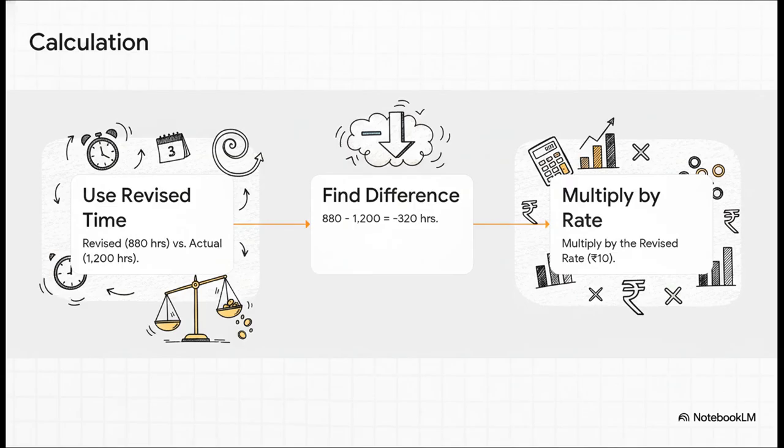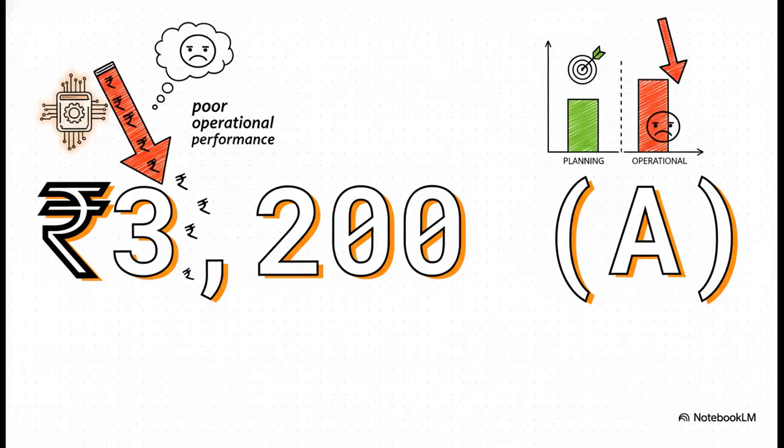So let's walk through the math. We take that new, realistic standard of 880 hours, and compare that to the 1,200 hours they actually used. Whoa, that's a difference of negative 320 hours. That's a lot. We then multiply that by the revised rate of 10 rupees. And the final number? A staggering 3,200 rupee adverse variance. Now, that tells a completely different story, doesn't it? Once you compare them to a fair benchmark, you see that the operational performance wasn't so great after all.